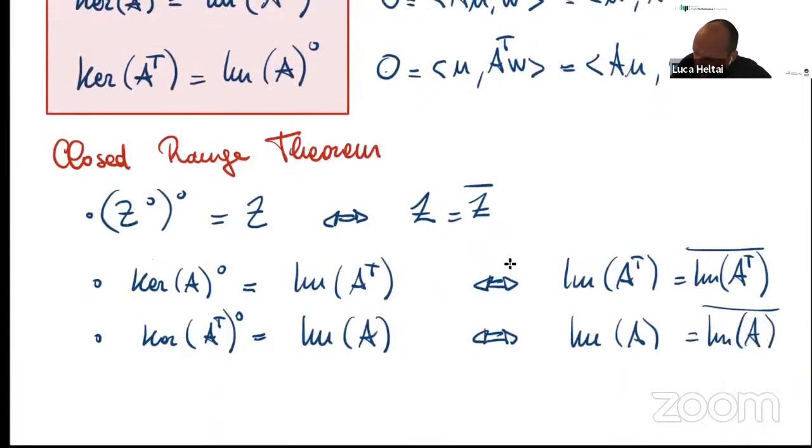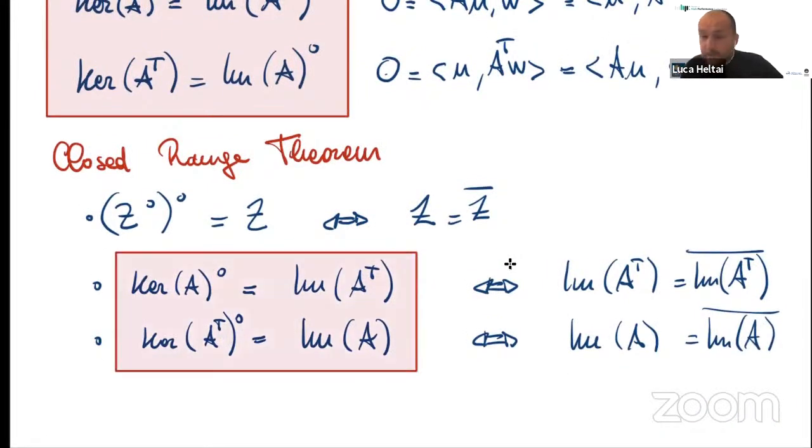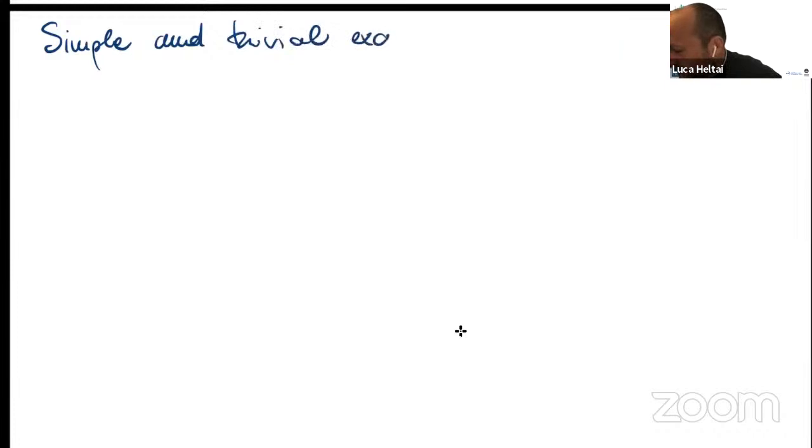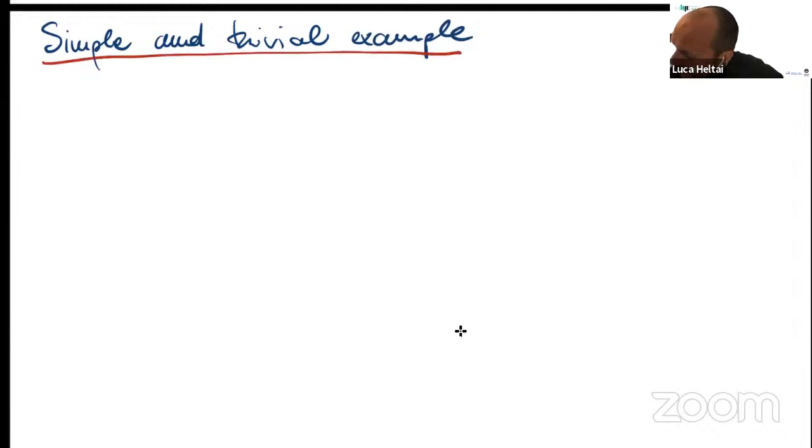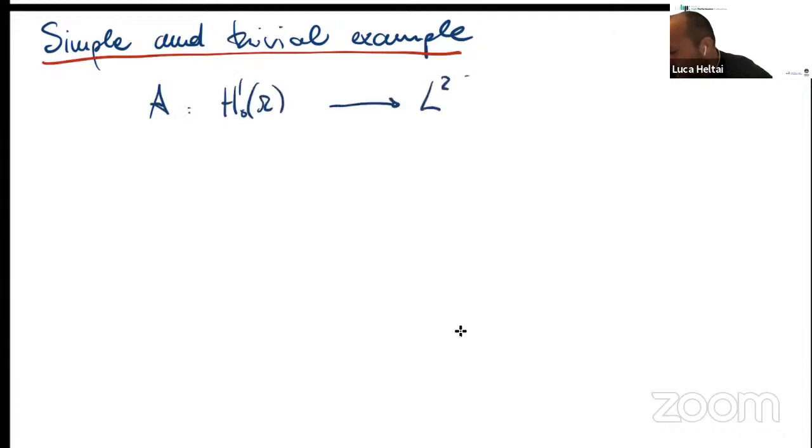Now, the most natural question that arises is, why do we care about the fact that this image is closed? And well, let's start by considering a couple of examples. The couple of examples that I would like to keep in mind are the following. So let's say, for example, a simple and trivial example. When we work with Banach spaces, we have to be careful. So let's say that we have a linear operator A that goes from H10 of omega with values in L2 of omega, and the operator A is defined in such a way that A V is identical to V for any function V which is in H10 of omega.